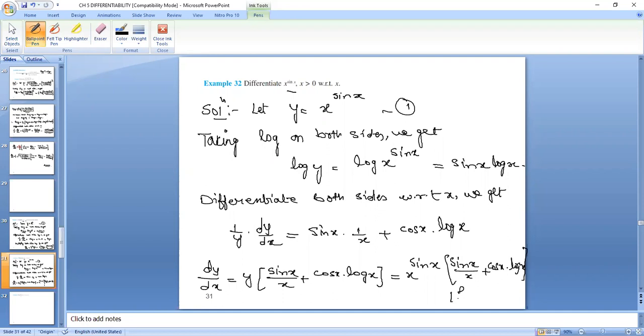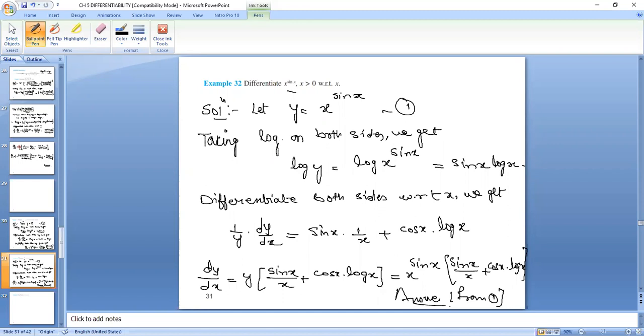And you will write from number 1. This is the final answer, right? So with the practice of 3 to 4 questions, you will be able to solve these type of questions very quickly. Y is equal to x raised to power sin x.